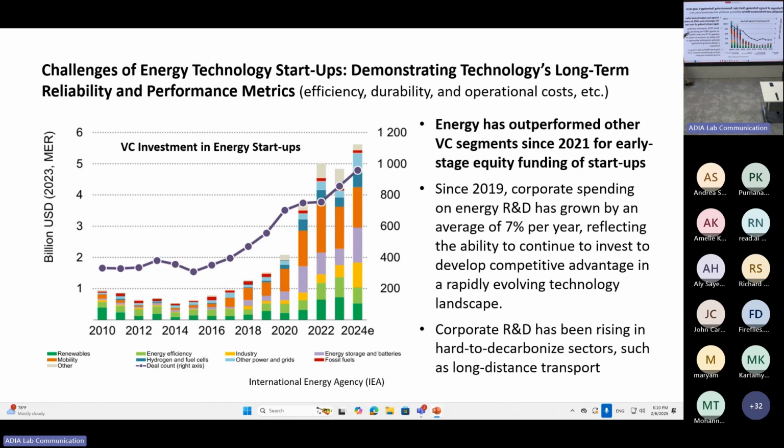Since 2021, for early stage, we are talking about early stage equity funding of startups. I look more at early stage technologies rather than prediction. That's Professor Farmer's job. And since 2019, corporations started to put their own money into investing in technologies, which implies they're making money. They want to stay ahead of the curve, so they develop competitive advantage in a rapidly evolving technology landscape. And corporate R&D has been rising to invest in hard to decarbonize sectors.